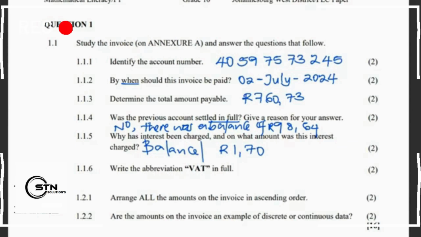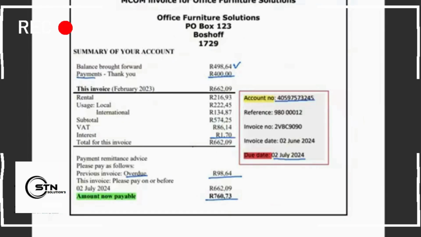Right? The abbreviation VAT in full. V stands for value. The A stands for added. And the T stands for tax. Arrange all the amounts on the invoice in ascending order. We are looking from the smallest to biggest. Let's go and check on it. So we are going to arrange all the amounts that we see here.